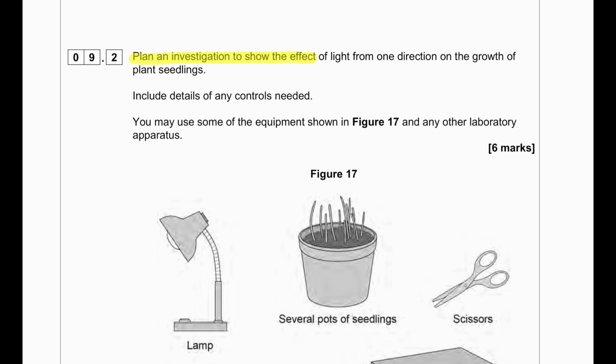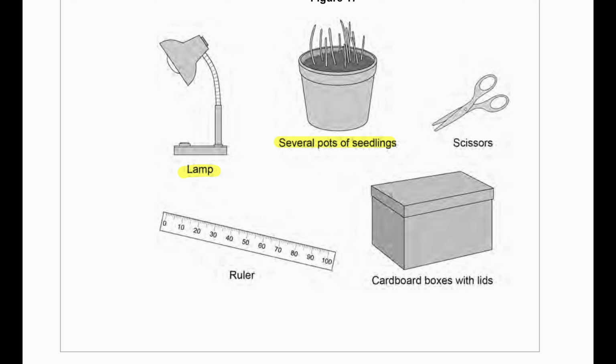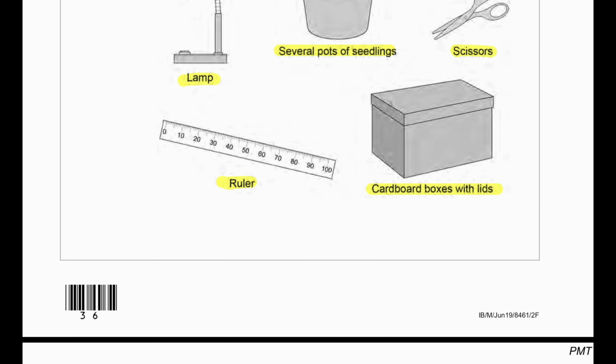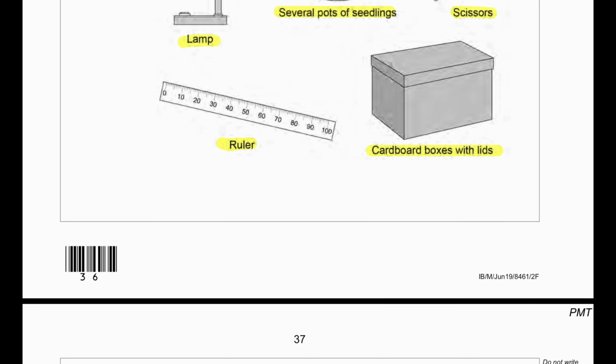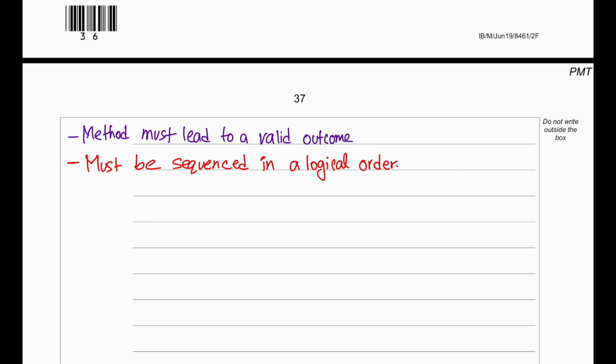Plan an investigation to show the effect of light from one direction on the growth of plant seedlings. Include details of any controls needed. You may use some of the equipment shown in figure 17 and any other laboratory apparatus. You can see the lamp, several pots of seedlings, scissors, cardboard boxes with lids, and ruler. Since this question is a 6 marker, we'll have to write an answer that gives a method which will lead to a valid outcome, and it must be in a logical order.